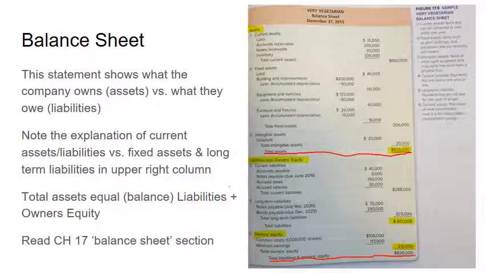Below that, we see liabilities and owner's equity. Again, liabilities, what do you owe as a business? And you can see the categories there. We see that this company, Very Vegetarian, owes $613,000, split pretty evenly between current liabilities, things that are due within a year, and long-term liabilities that are due outside of a year. The third category is owner's equity, and that is basically retained profits, retained earnings.